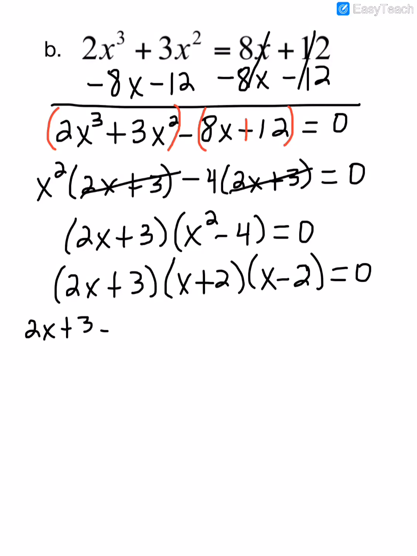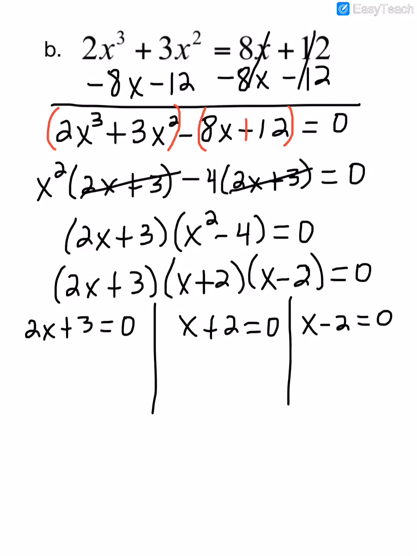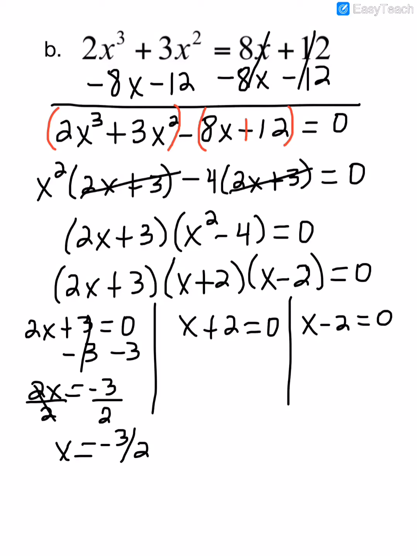2x plus 3 equals 0. x plus 2 equals 0. And x minus 2 equals 0. Alright, so let me solve each one of these. Here I'm going to subtract 3 from both sides, and I get 2x equals negative 3. Divide both sides by 2, and that gives me x equals negative 3 over 2, or I could change it to a mixed number, and that'd be negative 1.5.